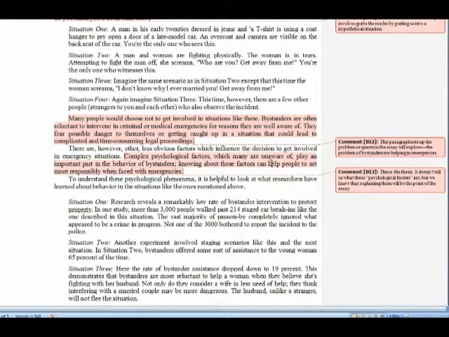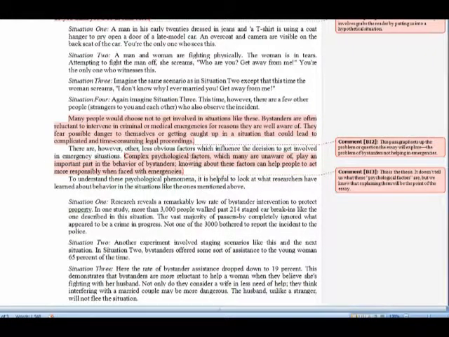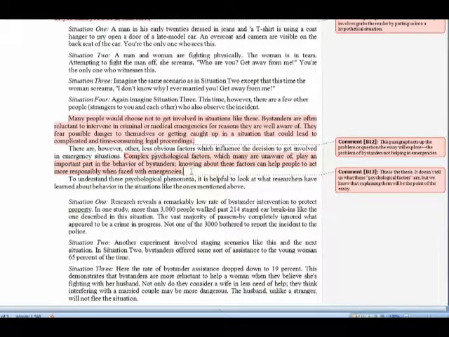In this next paragraph, this is really where the thesis comes. It says there are obvious reasons, but there are less obvious factors as well. It says there are complex psychological factors which many are unaware of that play an important part in the behavior of bystanders. Knowing about these can help people to act more responsibly when faced with emergencies. This sets up the problem and offers the solution. So here, these psychological factors are the problem in the bystander effect. Knowing about these is really the solution.